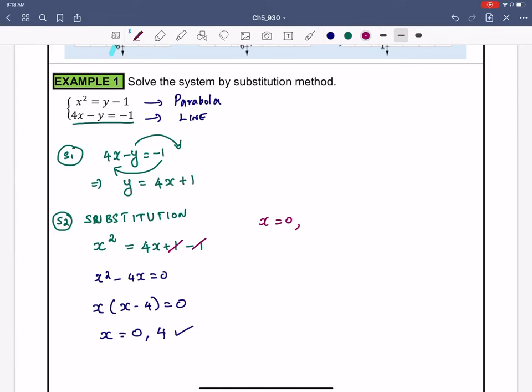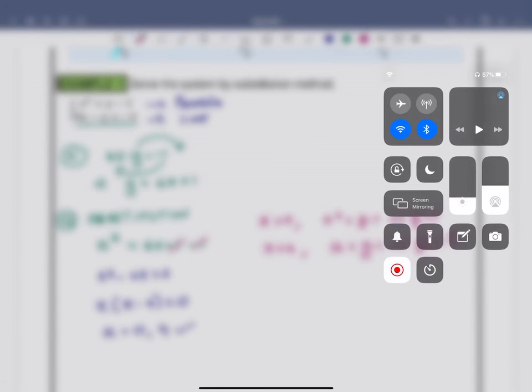So I'm going to plug it back into the first equation, the parabolic equation, and that's going to give me 0 squared equals y minus 1. That tells me y is equal to 1. So when x is equal to 0, y is equal to 1. When x is equal to 4, then I'm going to have 4 squared, which is 16, equals y minus 1. That tells me that y is equal to 17. And that is how we would solve these equations.